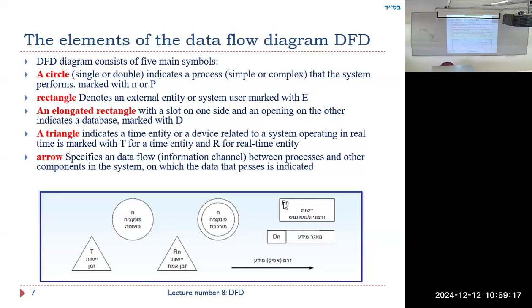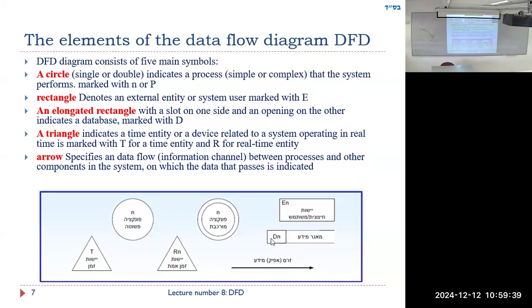This is a square. What is a square? It denotes an external entity or system user, marked with an E. It's somebody who's using the system. And there are two kinds of things that can use a system: a human being or another system. Another system can interface with our system.